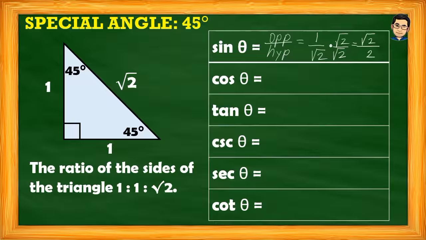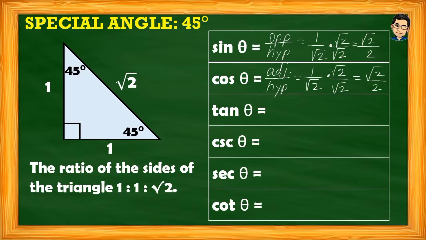So, paano naging 2 yung denominator natin? Square root of 2 times square root of 2, that is square root of 4. And the square root of 4 is 2. So, ibig sabihin, sin 45 degrees is equal to square root of 2 over 2. Next, cosine naman tayo, adjacent over hypotenuse. So, ganun din, 1 over square root of 2. So, same process lang din po. Pareho lang po sila ng ratio. Square root of 2 over 2.